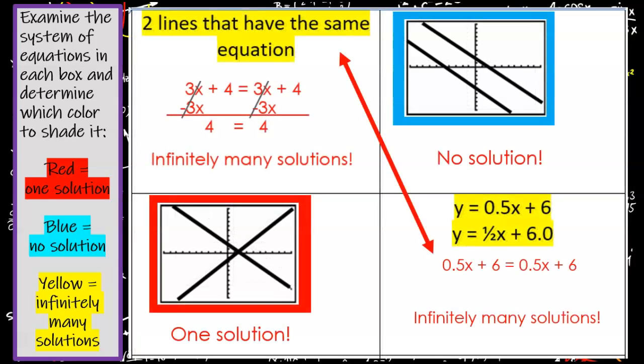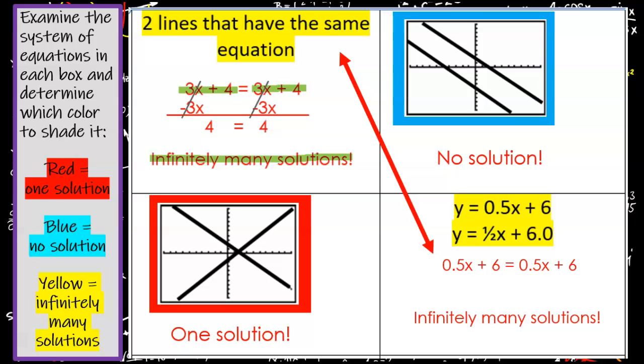Okay, two lines that have the same equation. So we've done one already on the first page that was two lines with the same equation. So I just pulled that work to prove it again. So if our equation was 3x plus 4, 3x plus 4, if it's the same thing on both sides, that's always going to be infinitely many solutions. We could plug anything in for x there, and the answer would be equal to each other.